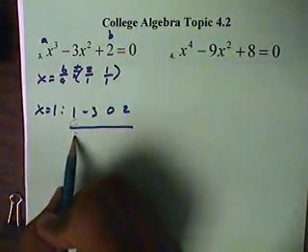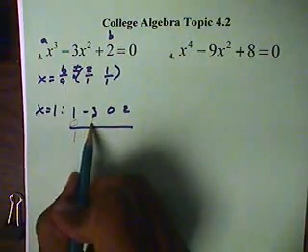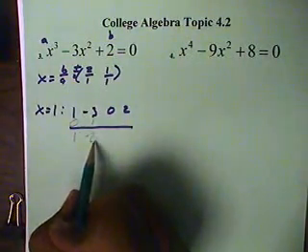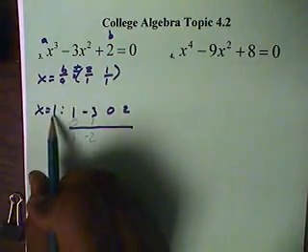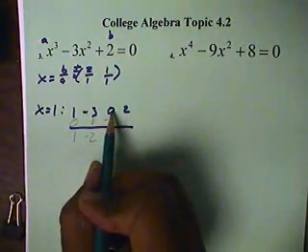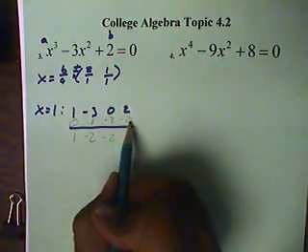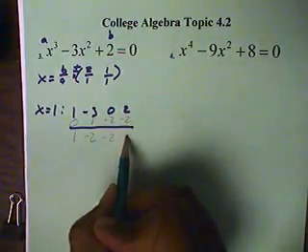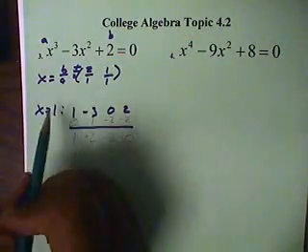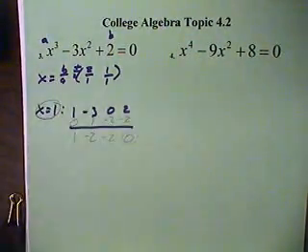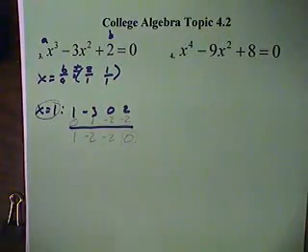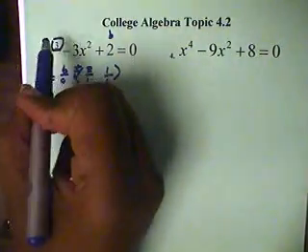So 1 and 0 is 1. 1 times 1 is 1. Negative 3 and 1 is negative 2. Negative 2 times 1 is negative 2. 0 added to negative 2 is negative 2. And negative 2 times 1 is negative 2. 2 and negative 2 is 0. So since we have 0, this is a solution. So we got one solution. There will be a total of 3 solutions because this is a third power.